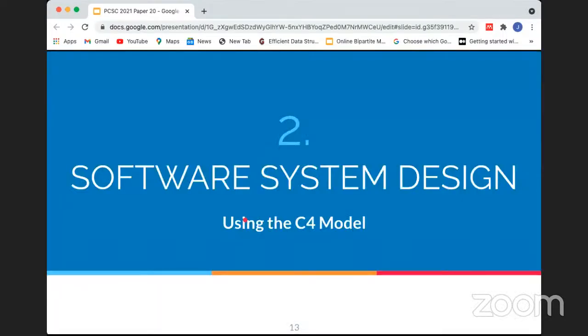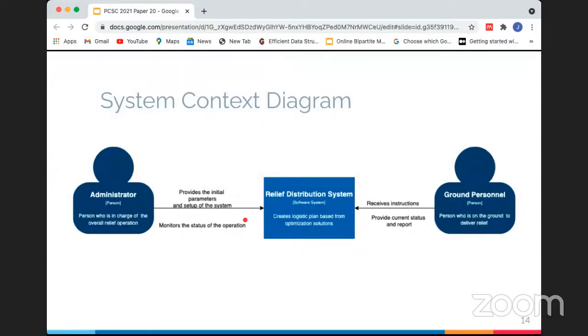So for the second part of my presentation, I'll be showing a high-level view of the software system that we developed. The first diagram here is the system context level, showing the two different users of the system. What we have here is the relief distribution system, which creates the logistic plan based on optimization solutions. There are two users. One is the administrator, the person who is in charge of the overall relief operation.